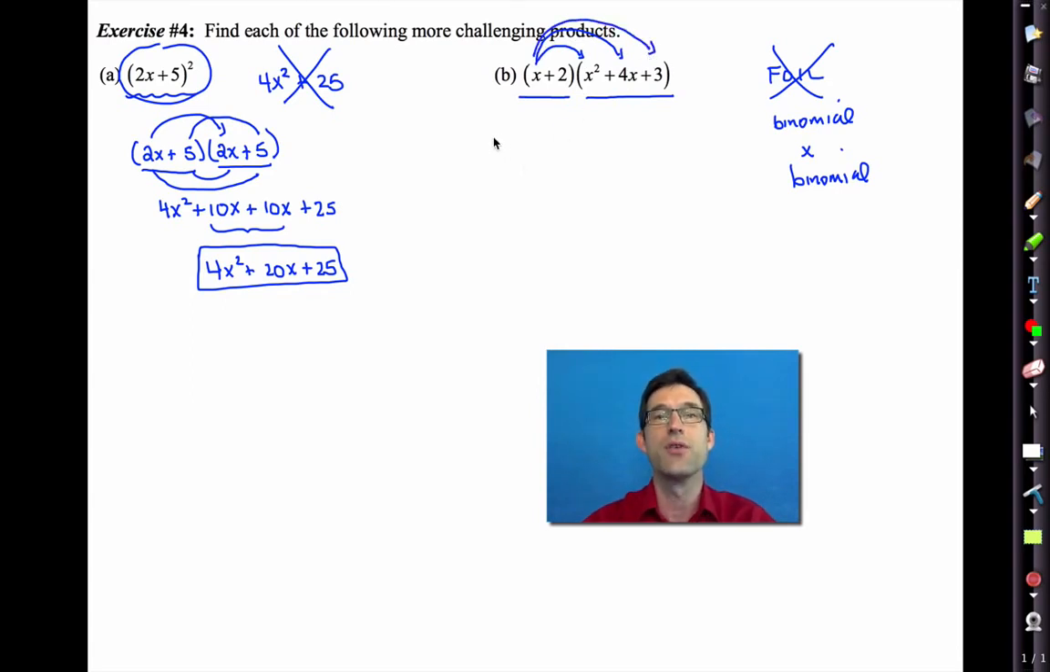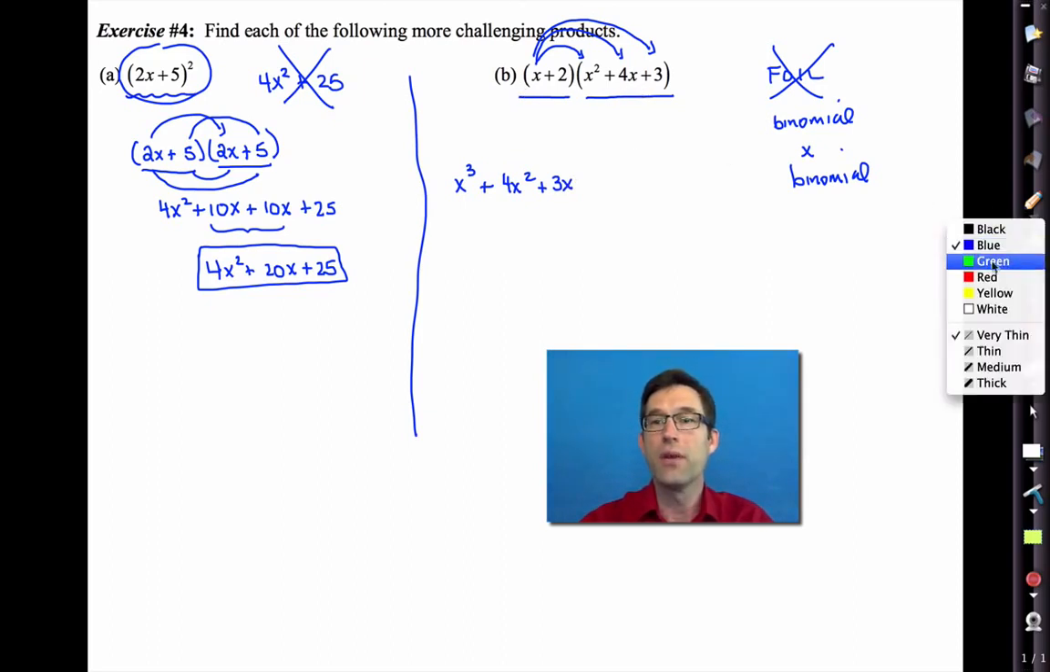So the first thing I'm going to do is multiply everything by x. That's going to give me x times x squared, which would be x cubed. Right? That's that first one. Then x times 4x will be 4x squared. Let me just do a little line here. Then x times 3 will be 3x. And now I've multiplied everything by x.